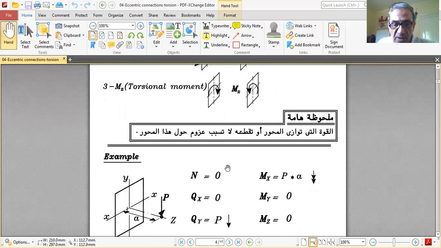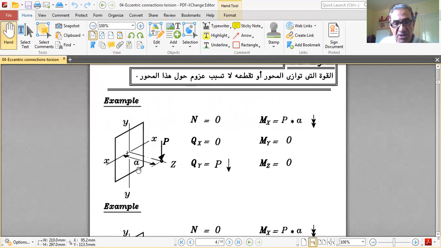An important note: a force which is parallel to an axis or cuts the axis does not cause moment about this axis. If the force is parallel to the x-axis, it doesn't cause moment about the x-axis, it causes moment about the y-axis. And when it cuts the axis, the arm distance is zero, so it also doesn't create moment.